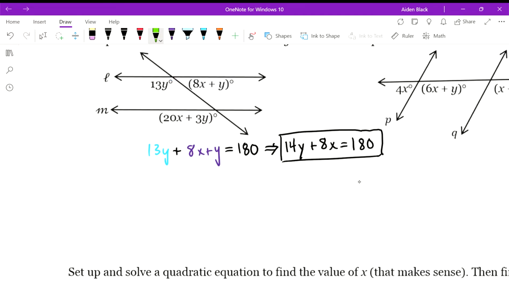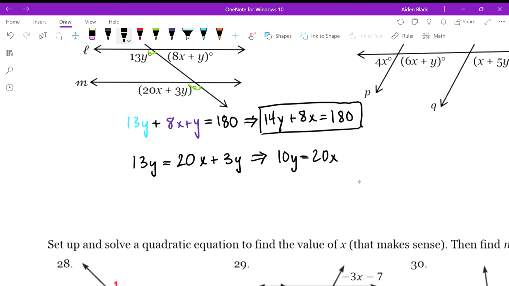Then I know these two angles contain a relationship we are aware of, which is corresponding angles. You should know that corresponding angles are congruent. So if those two angles are congruent, then we know that 13y is equal to 20x plus 3y. If we were to simplify this, we'd subtract 3y from both sides, giving us 10y is equal to 20x.